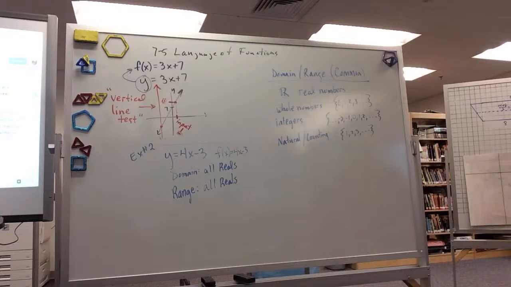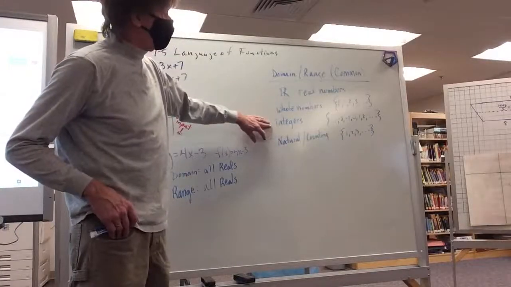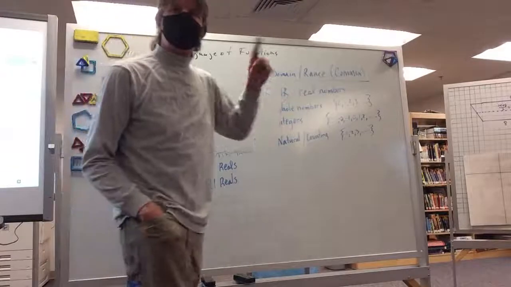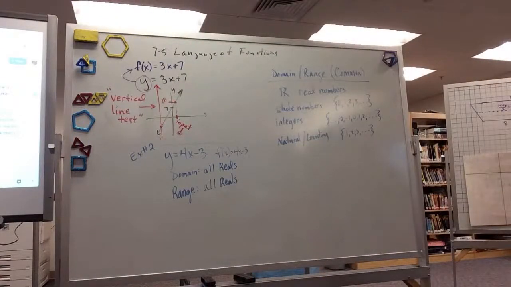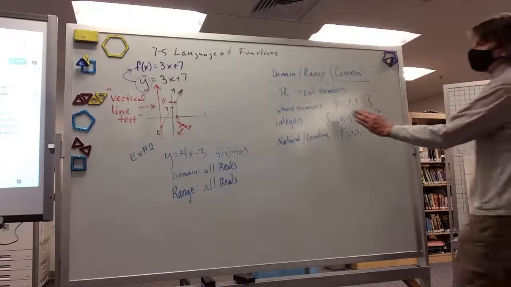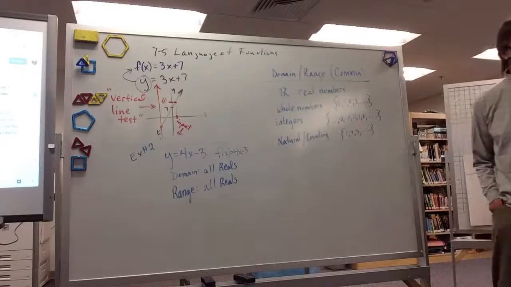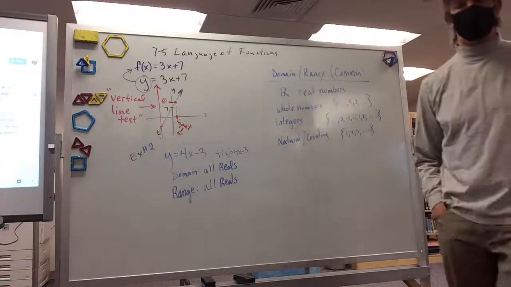So the big thing is going to be like here and here. Sometimes whole numbers get described with a different set of words. Sometimes they call them the non-negative integers. So these are integers. Those are the non-negative integers. Sometimes that gets said as well, so be aware of that in the reading.